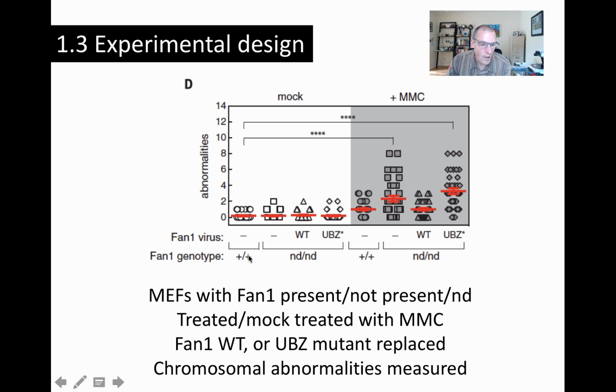So let's just take a look at this one piece of data over here on the left. So the cells, the MEFs, are wild type for FAN1. They haven't put any FAN1 virus in. They don't need to because the cells are wild type. So these are probably just perfectly normal mouse embryonic fibroblasts. And they haven't treated them with mitomycin C, and so there's a very, very low basal level. So at this level of treatment, no treatment at all, there's a very low level of chromosomal abnormalities.